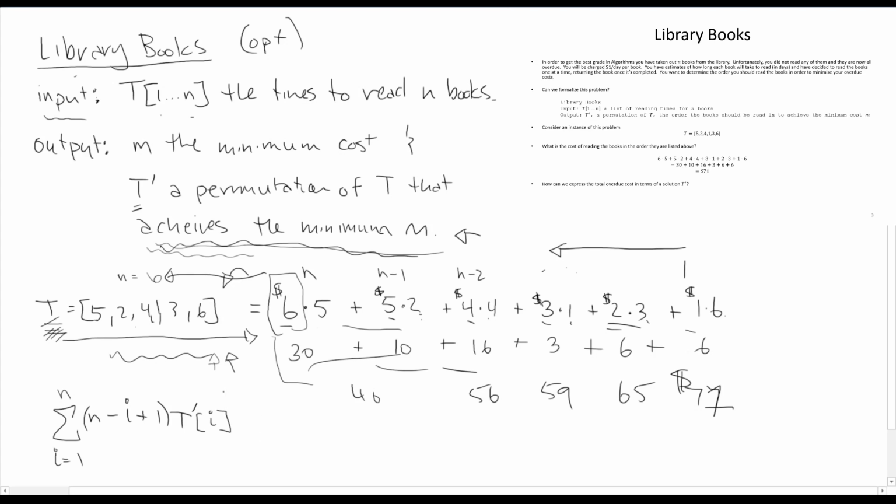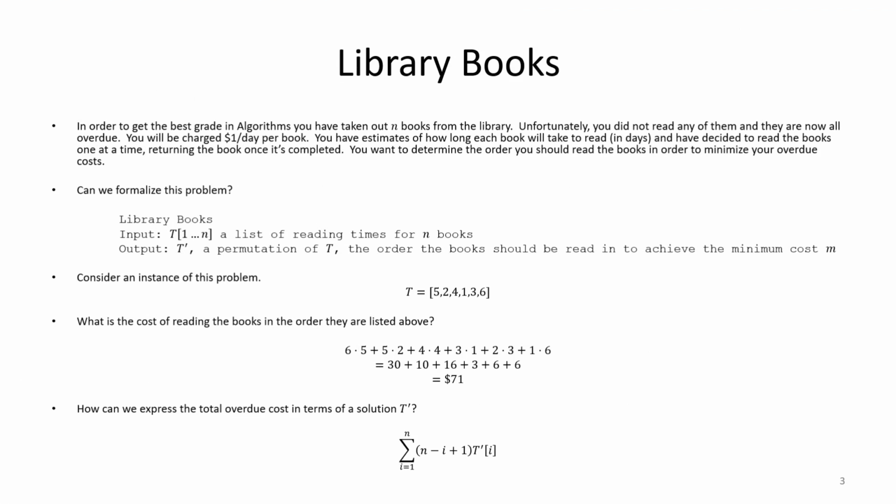Okay, so this formula here expresses the cost of a solution, a possible solution where t prime is the solution. And our goal is to minimize this cost. So we could have put that expression right up here in our definition if we wanted to. All right, and we've got that same expression here on the slides, but let's continue.